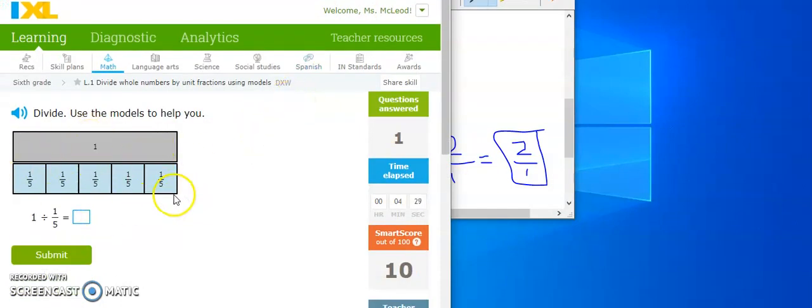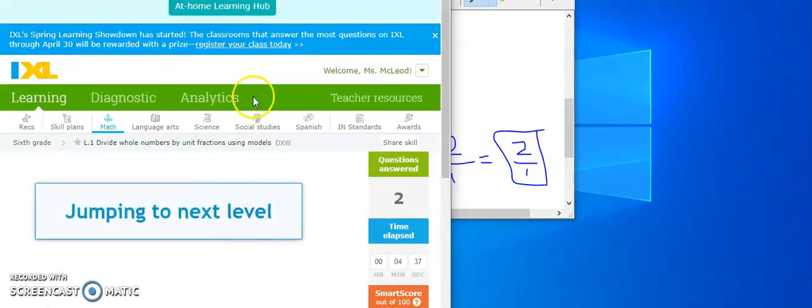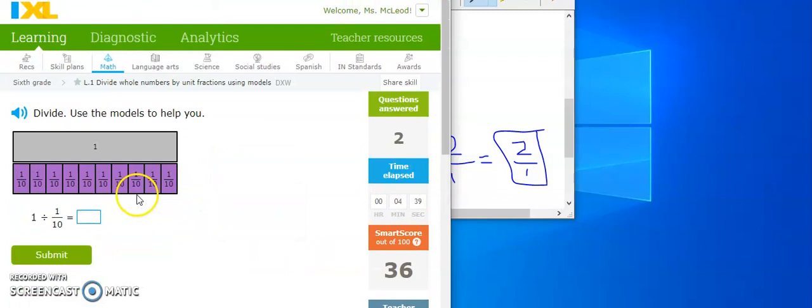All right. So this 1 divided by 1/5, I can see that's pretty easy. It's just 5. After this one, we're going to jump up to some more difficult ones. But really, even with this one, I can still just use the model. So now I have 1 divided by 1/10. I can still just count how many tenths are in this piece. 1, 2, 3, 4, 5, 6, 7, 8, 9, 10.